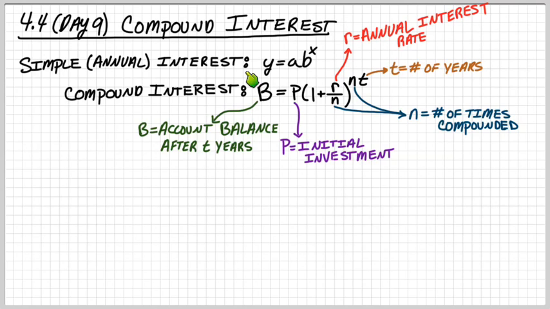Okay, so simple interest looks like an exponential function. You've got your starting amount, A, and then the multiplier, B, that's your growth factor, and then how many times is X. And then this is compound interest.